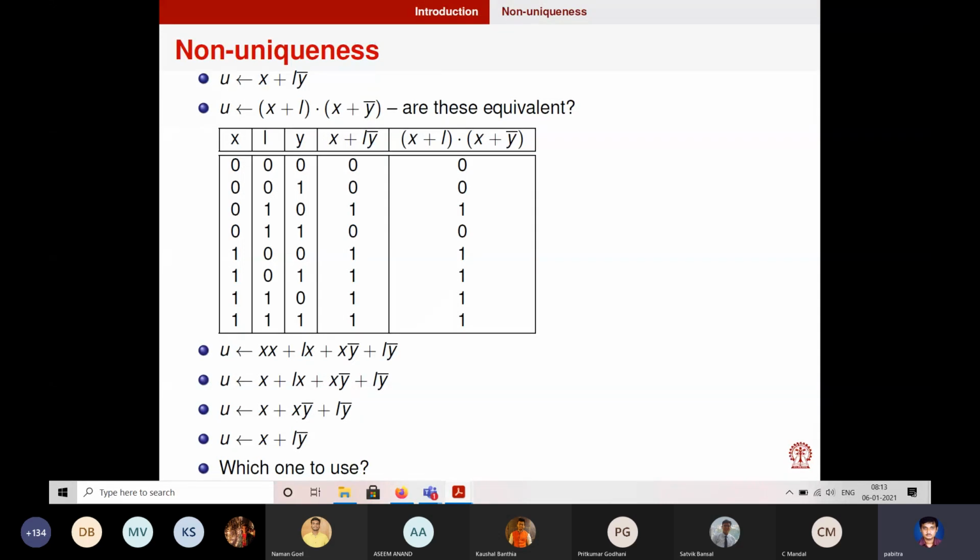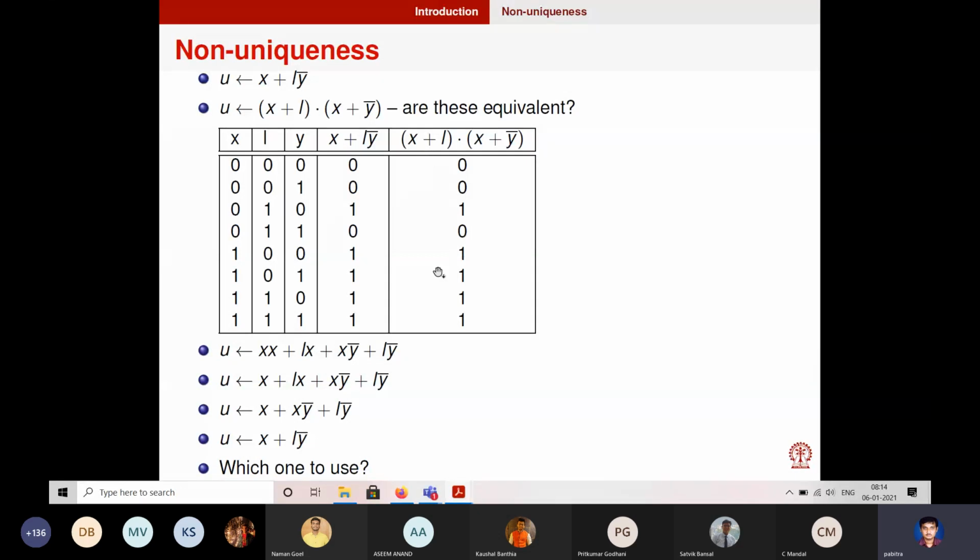You have first the columns corresponding to the input variables, in this case X, L, and Y, and the last two columns here are the output, which is typically a Boolean expression involving the input variables, the truth value of those. It lists all possible combinations of the truth values of the input variables and the corresponding values of the output variable. So if you write down the truth table for the first expression, you get this column, and for the second expression you get this column.